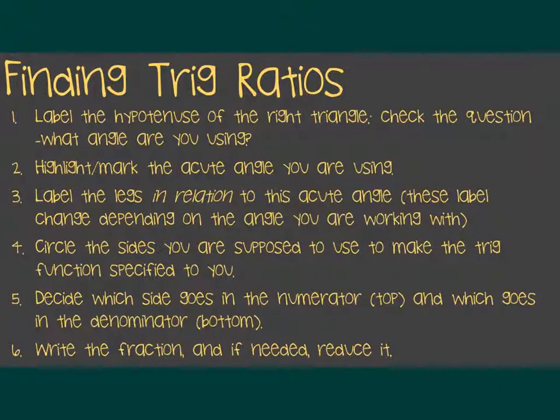If you're using sine, I want you to circle the opposite and the hypotenuse. Cosine, you're going to circle adjacent and hypotenuse. And if you're using tangent, you're going to circle the opposite and the adjacent. Then you need to decide which goes on top in the numerator and which goes on bottom in the denominator. Write the fraction, and if needed, you need to reduce it. This is how you find the ratios.